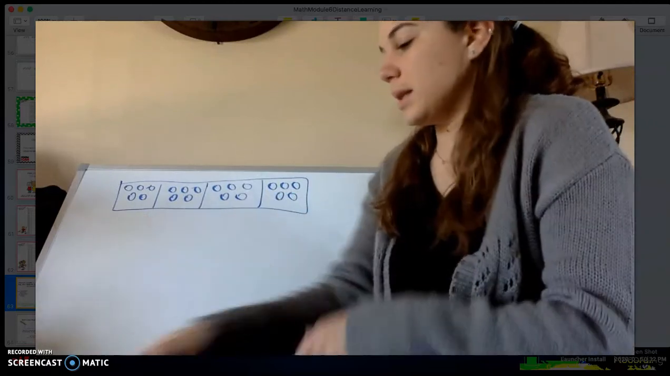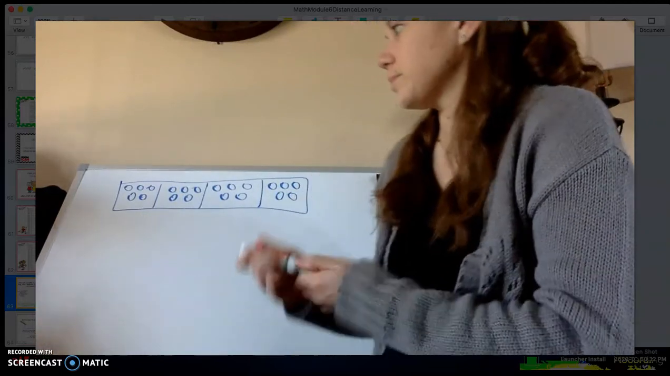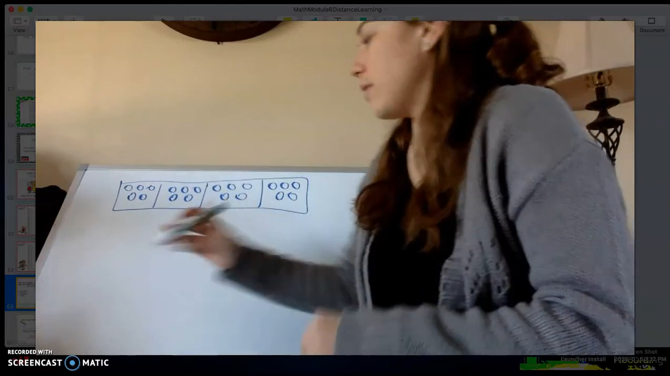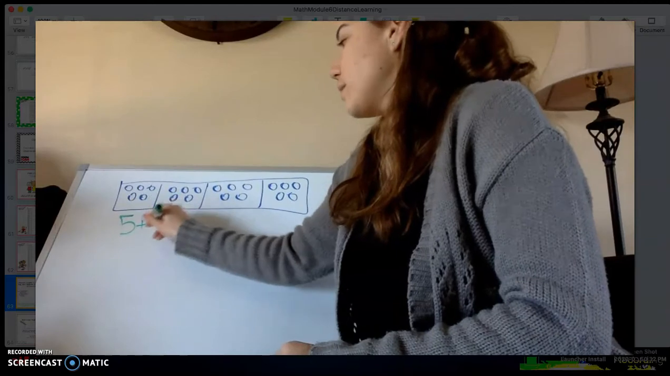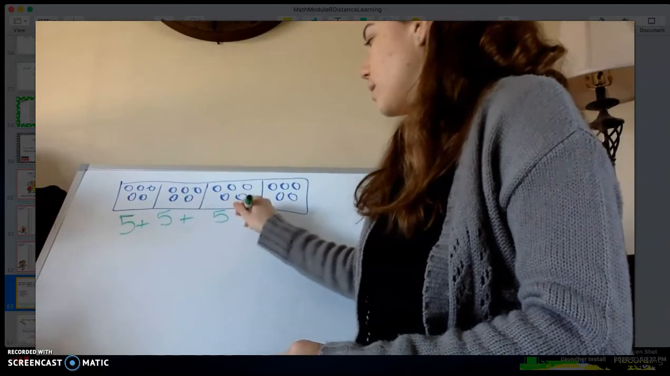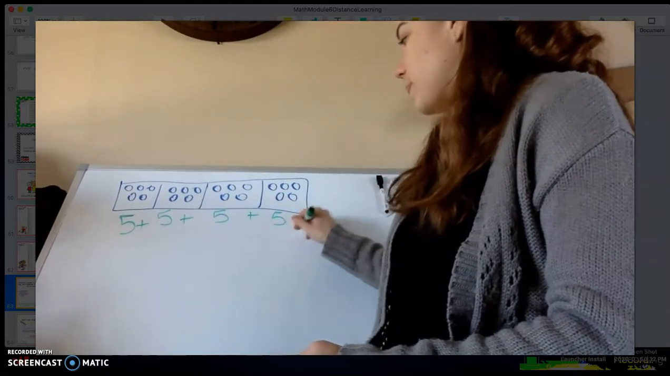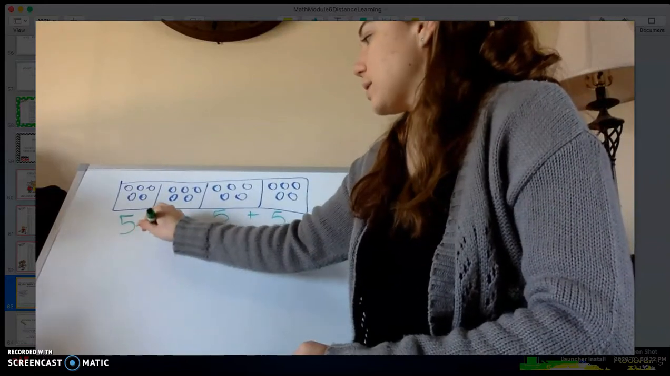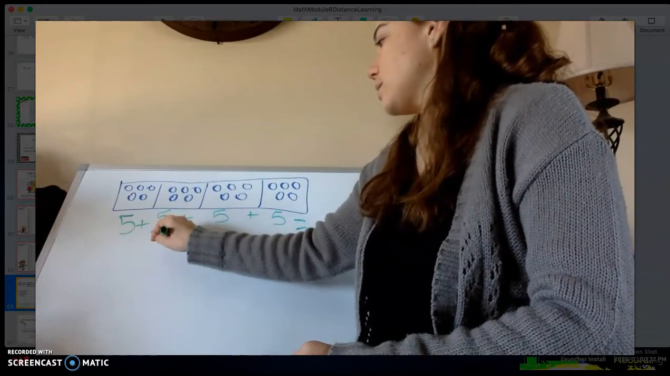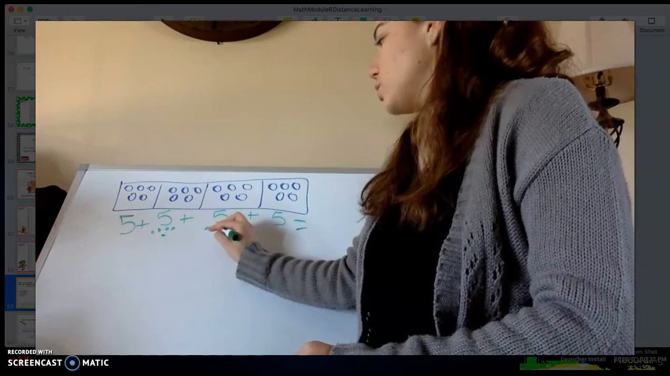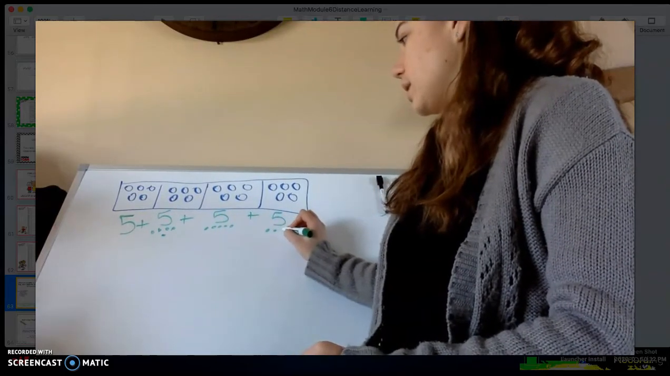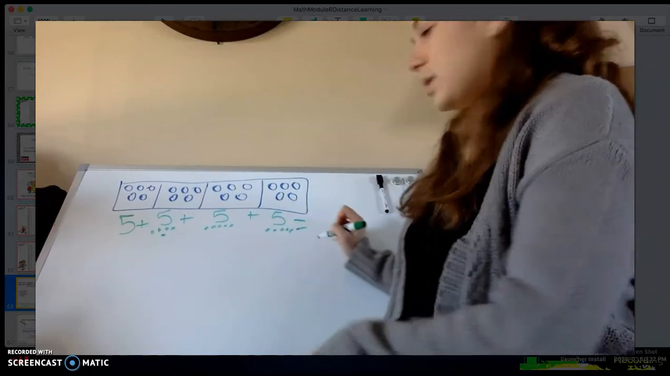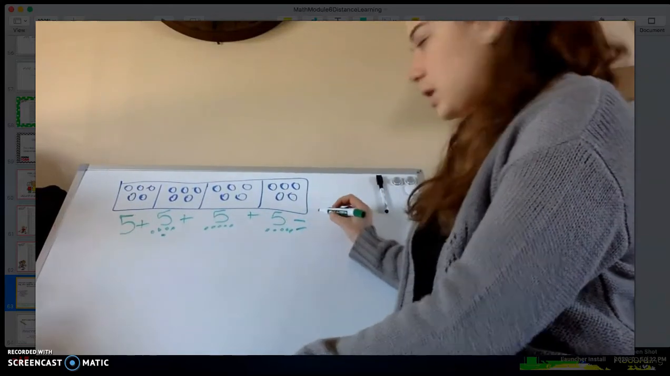So let's write our repeated addition sentence for this. We have 5 plus 5 plus 5 plus 5. 5, 6, 7, 8, 9, 10, 11, 12, 13, 14, 15, 16, 17, 18, 19, 20. What's our answer? Good, 20.